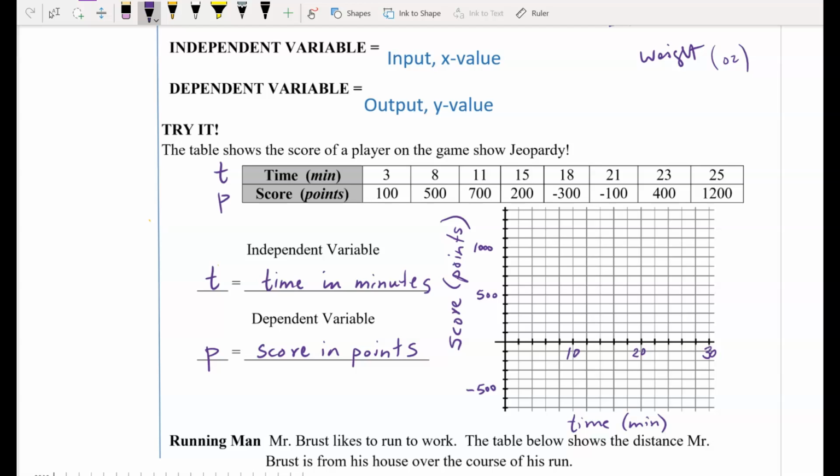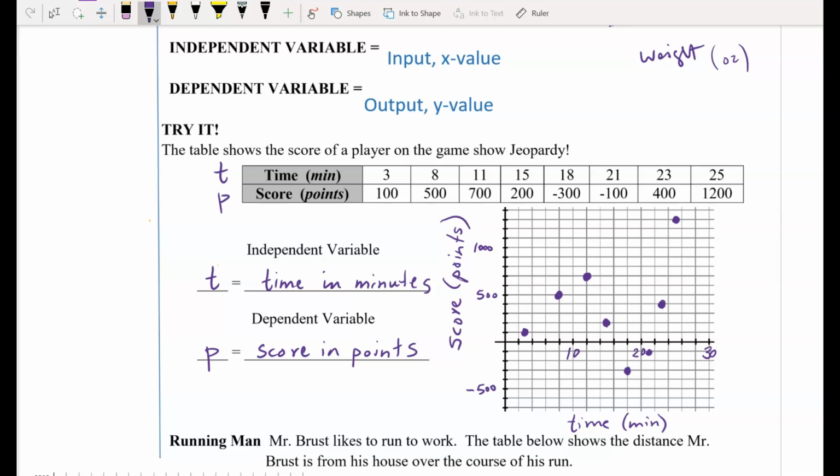I decided to count my time in by twos, so 2, 4, 6, 8, 10, and I only labeled 10, 20, and 30 for space. And then on the score, I decided to count each grid mark as 100. Notice I have positive numbers, and then I also have negative numbers on that score. Go ahead and plot your points.